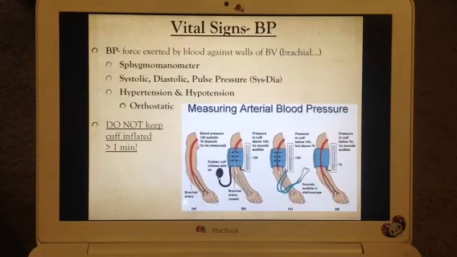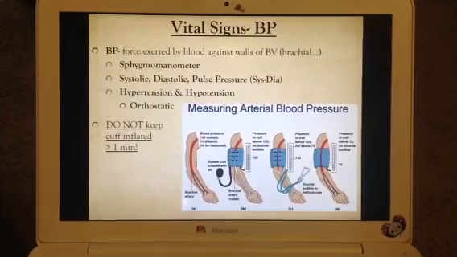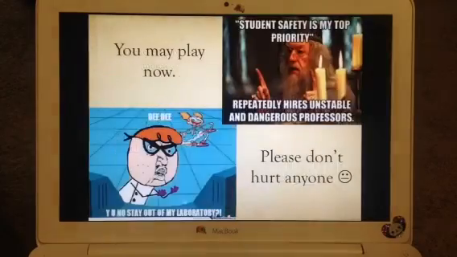Also, when you're taking blood pressure, it's important not to keep the cuff inflated on the same arm for more than a minute. And this is kind of like the don't push down too hard on the pulse thing, except luckily we're only talking about potentially losing feeling in that arm, but it's still not a very pleasant thing for your patient, so just be careful of that.